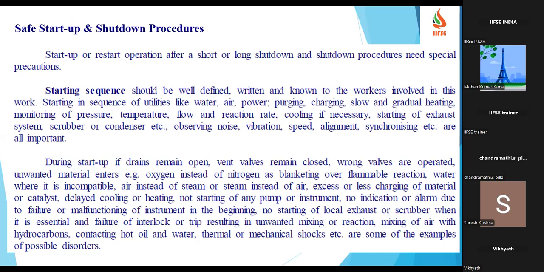If you see, the starting sequence should be well defined. What is meant by starting sequence? The starting sequence in the sense from where I have to start. What is my starting point? That has to be defined very clearly. Otherwise, what will happen? We can't do this startup in a smoother manner.